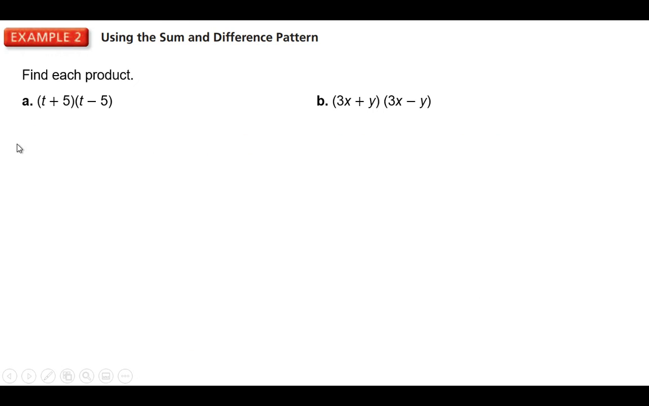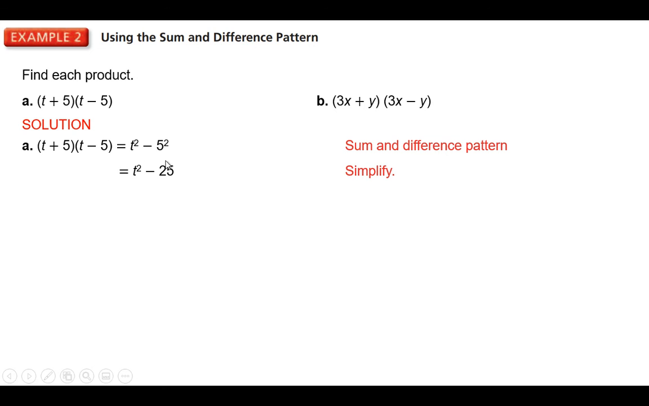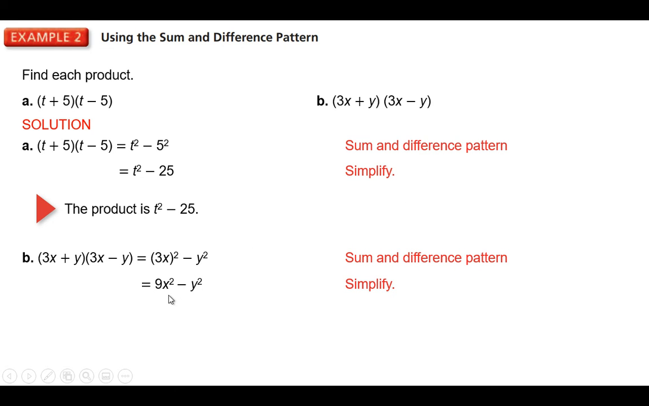Let's take a look at another one. In this case, we square t, which gives us t squared. 5 times 5 is 25, and then we subtract them, and we end up with this. In this example B, we square the first, which gives us 9x squared. We square the second, which is y squared, and then we subtract them. So it'd be 9x squared minus y squared.